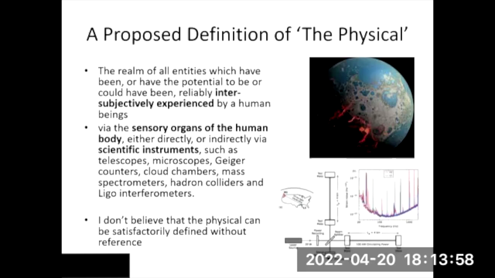So I've just proposed here a definition of the physical, which I'd be interested whether you agree with. This is what I propose: the realm of all entities that have been, or have the potential to be, or could ever have been. This is the idea that we've got to do it before we arrived on the planet. But it's got to be reliably intersubjectively experienced by human beings via the sense organs, either directly or assisted by scientific instruments such as the LIGO interferometer, which I've got on there, or Geiger counters or mass spectrometers.